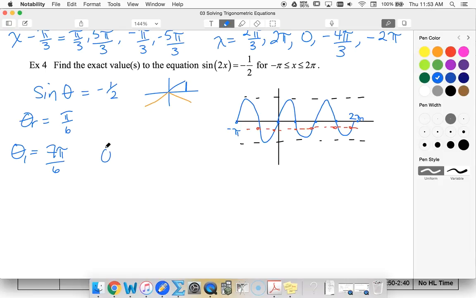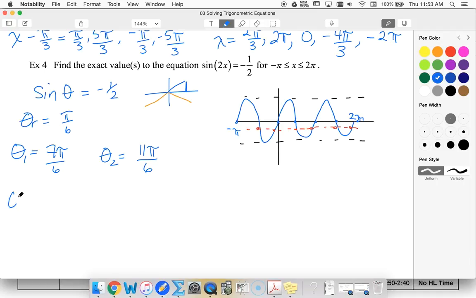And theta 2 is going to be my value in quadrant 4. So that's going to be, over here, 11 pi over 6. Now I can figure out my other ones by adding and subtracting multiples of 2 pi. So I'm still thinking about the original function, which has a period of 2 pi.